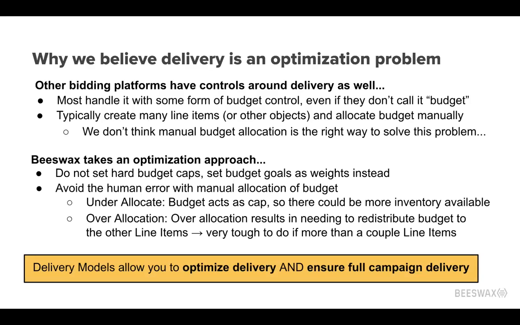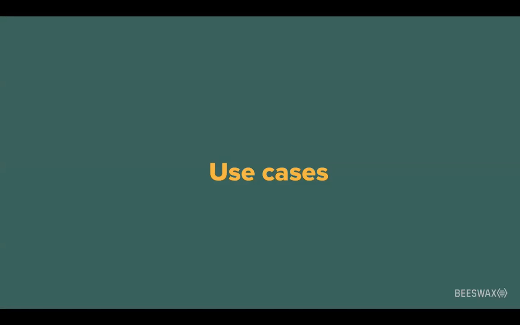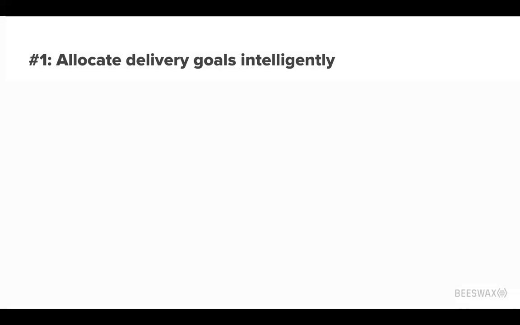So in terms of an objective, delivery models will allow you to do 2 things: optimize the delivery to your delivery goals, and at the same time ensure full campaign delivery. We think those 2 things are really important because they're common business objectives. You want to do both of these things for most of your campaigns. So let me go through a couple of use cases before we get into the details of how the feature works. The first use case is around allocating the goals intelligently.